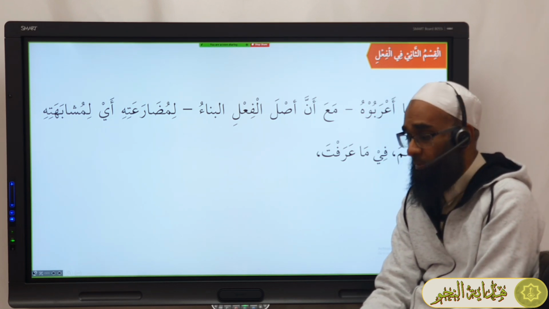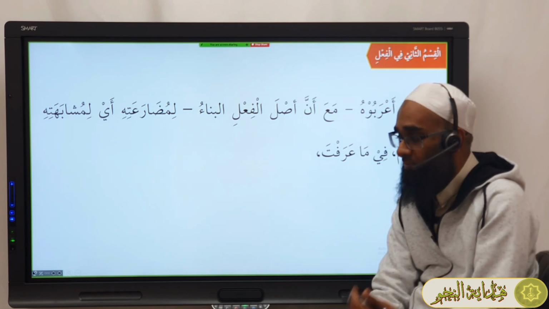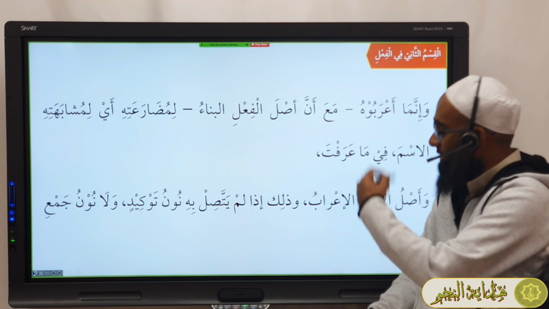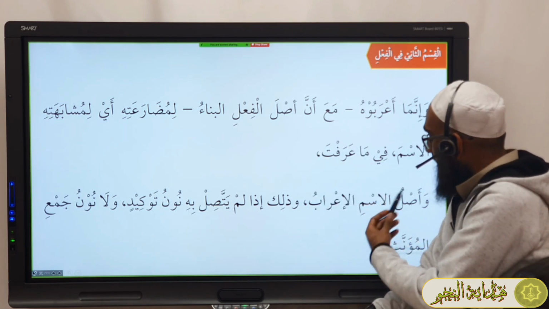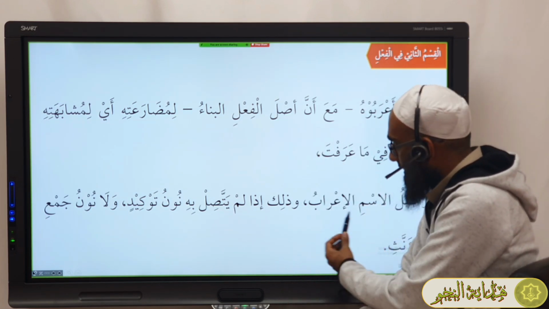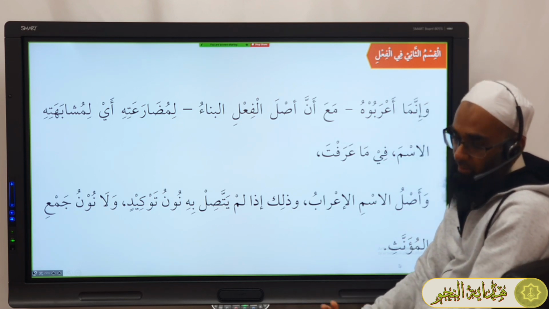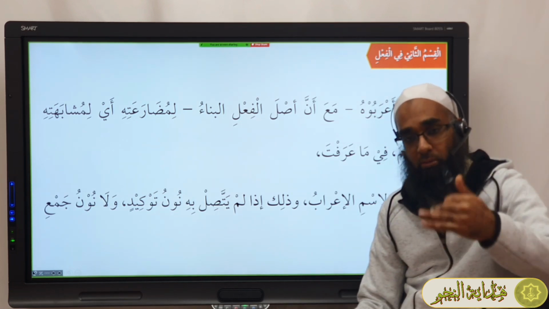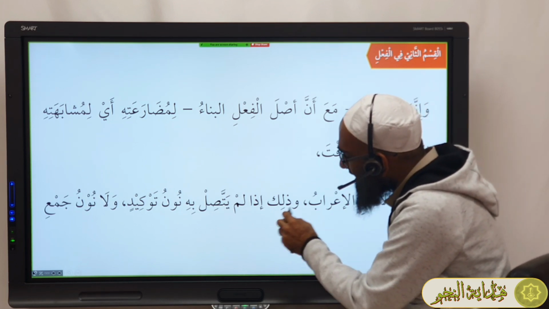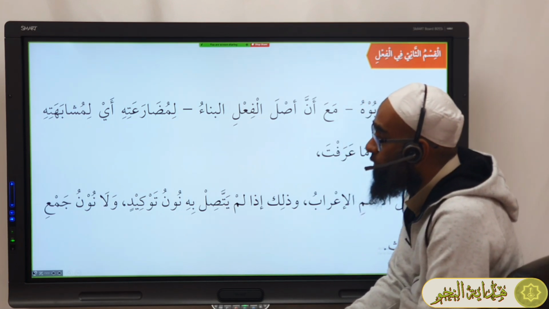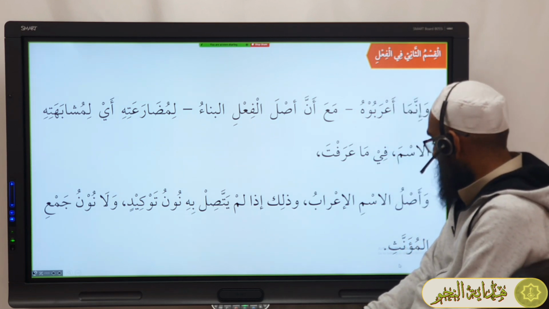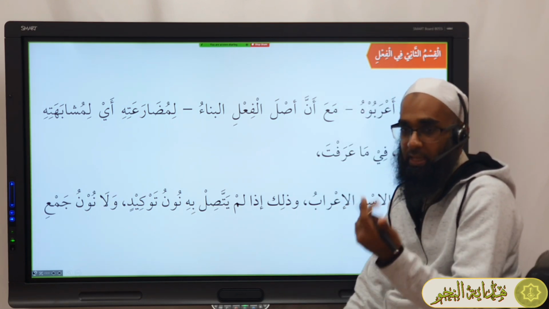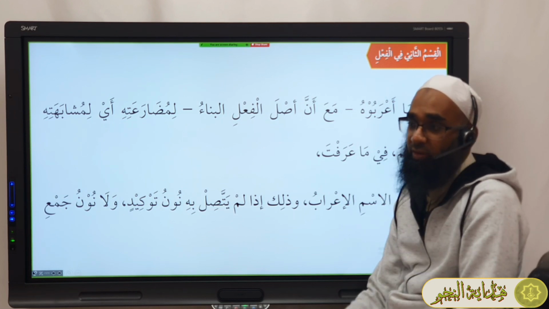They have حال المستقبل. Because of those elements, the mushabaha with the ism, they have made it join with the ism in i'rab as well. And the asal of an ism is i'rab, having harakat, having been mu'rab. Therefore, these mudhari will also be mu'rab. إلا وذلك إذا لم يتصل به نون توكيد ولا نون جمع المؤنث. If you have noon جمع المؤنث or noon توكيد, in those 2 cases the fa'al mudhari will be mabni.